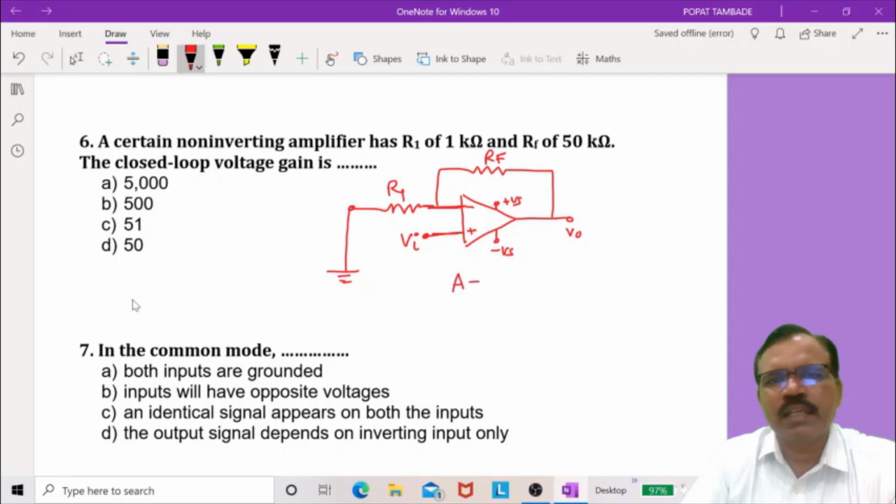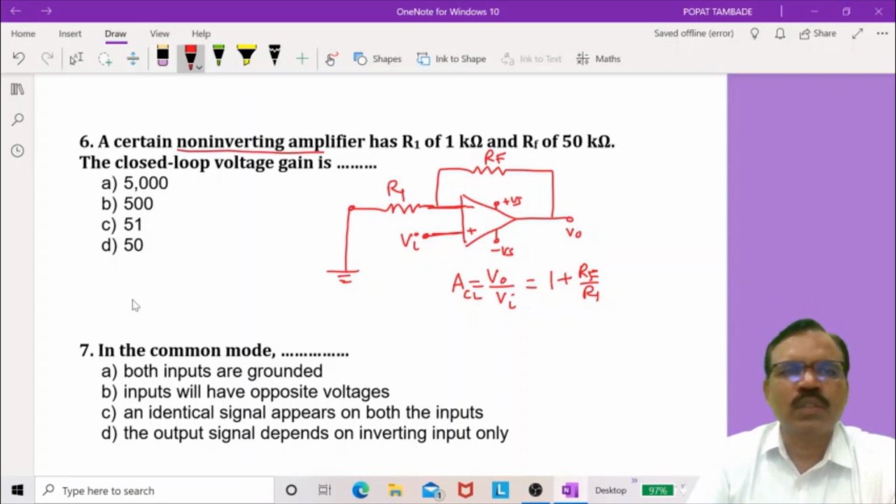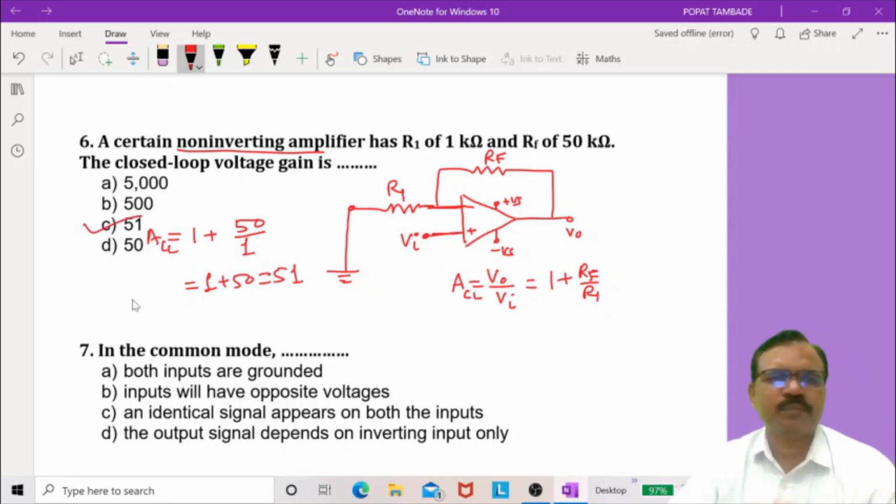The gain of the operational amplifier is V0 upon Vi, and it is 1 plus Rf upon R1, and this is the closed loop gain. So closed loop gain is 1 plus Rf upon R1 for a non-inverting amplifier. So here ACL is equal to 1 plus Rf, Rf is 50 kilo ohm divided by 1 kilo ohm. So we get 1 plus 50, that is 51. So here the third one is correct.